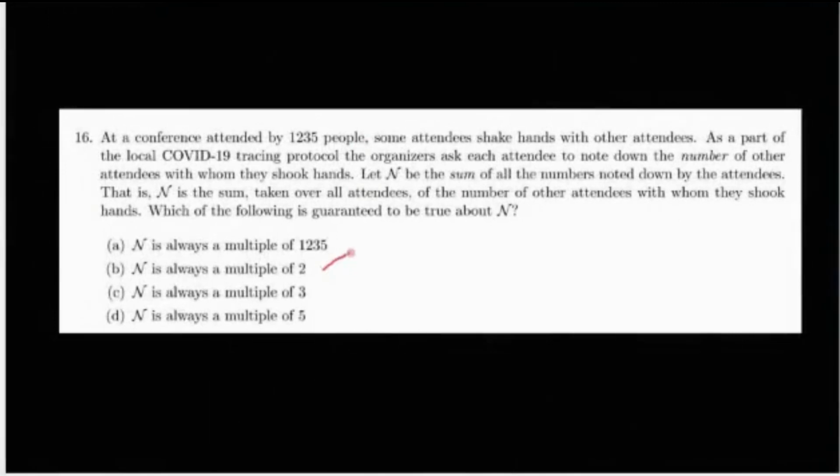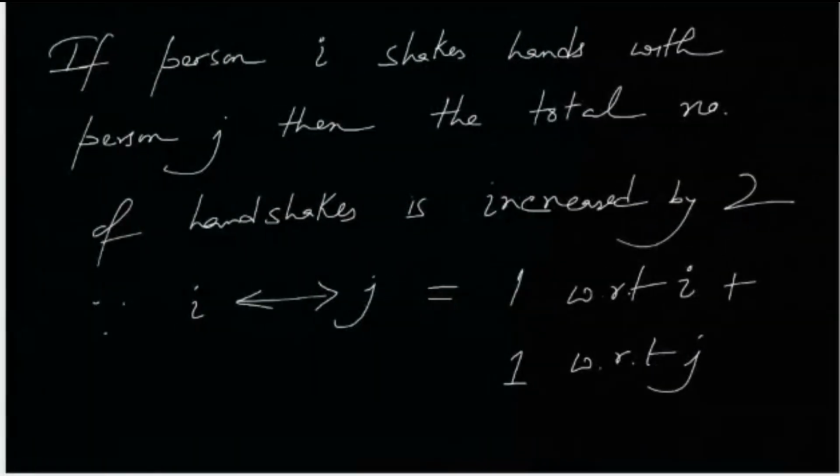This problem might seem difficult at first glance because we don't know how many attendees shook hands and all that, but it's actually very easy. It can easily be known that n is going to be an even number, right? This is the main fact of this problem, the main trick: if person I shakes hands with person J, then the total is increased by two, because every handshake gets counted twice, once from the perspective of each of the persons. So very easy, right? So yeah, there you have it, the solution to this problem.